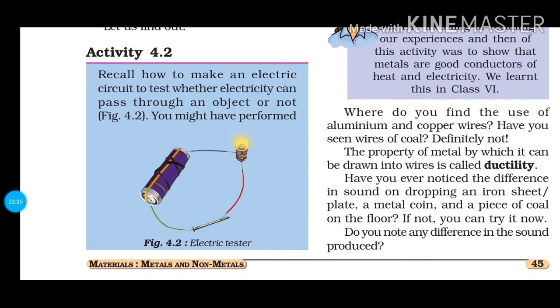Now here activity 4.2 is given. Recall how to make an electric circuit to test whether electricity can pass through an object or not. You might have performed. Okay, just remember it.